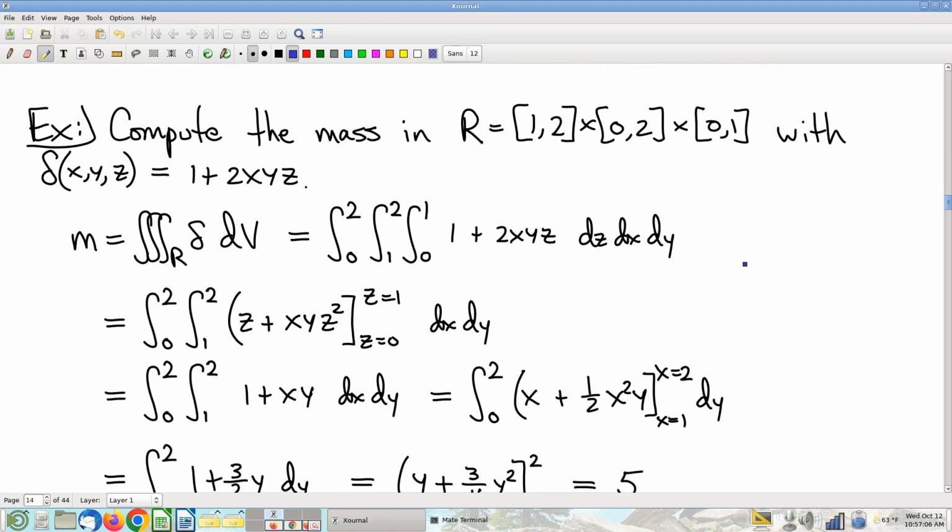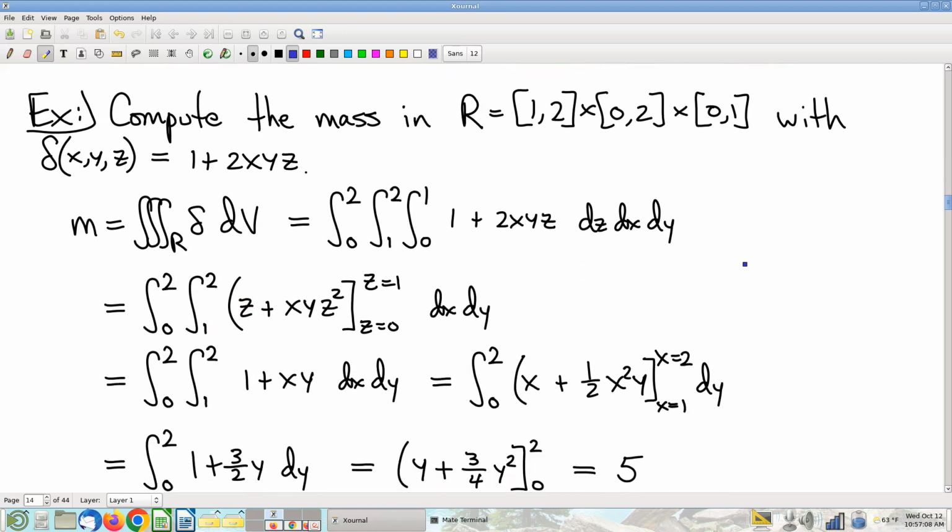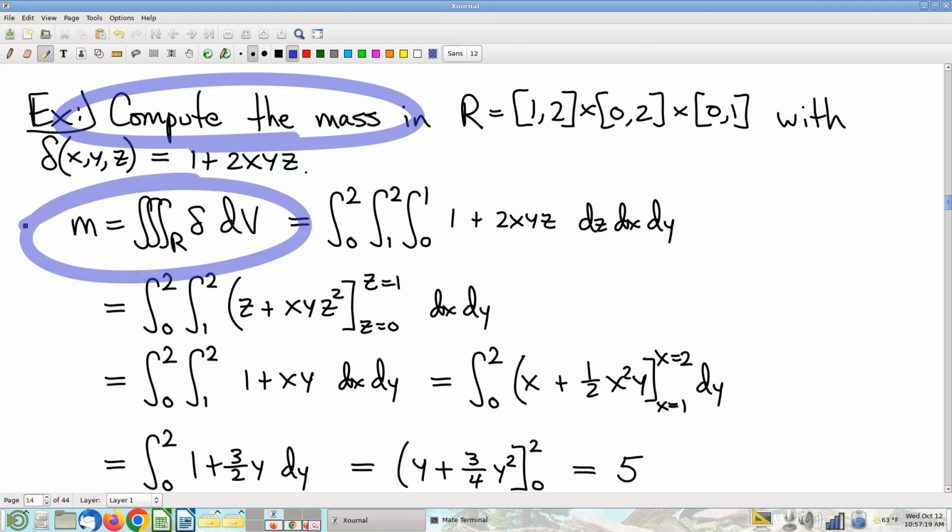Okay, so, for example, how do I compute the amount of mass in a rectangular box with the mass per unit volume given? Step 1, mass is a triple integral. Already argued, right? The total mass is the sum of little pieces of mass, mass per unit volume times volume. This is straight out of the previous examples.